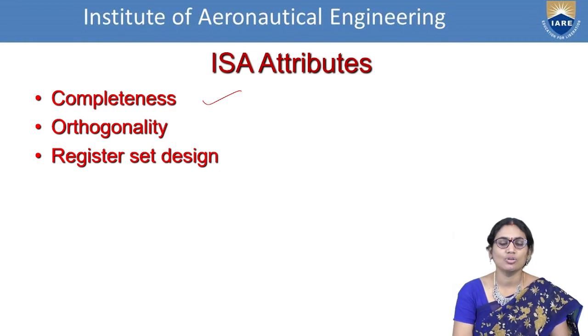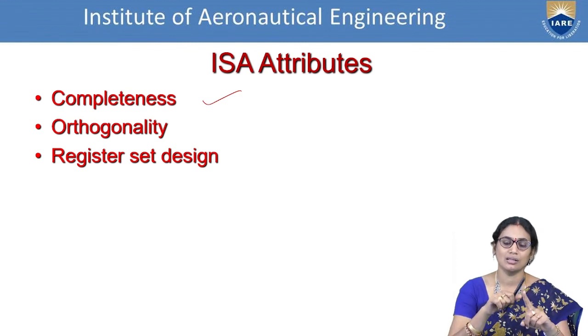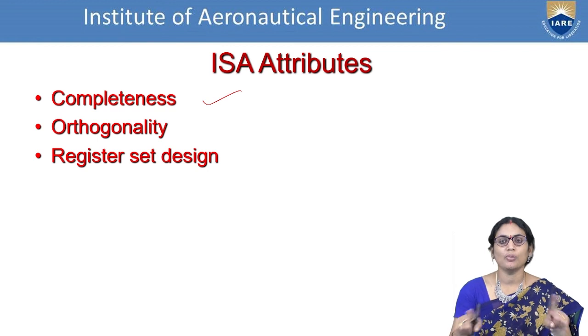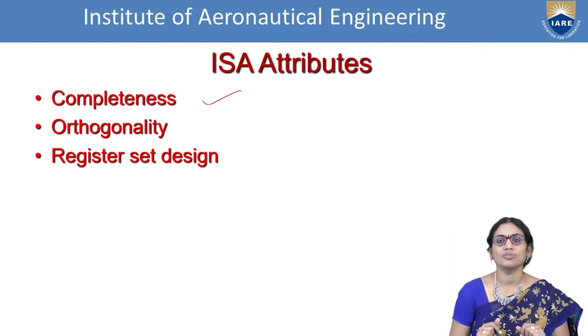And next one is orthogonality. Orthogonality is a case where you have to see that there is no overlapping of instruction executions. If one instruction is executing, the next instruction should not hit the same resource to handle the execution. So two operations cannot overlap with each other for handling the execution. Because of this reason, we need to possess orthogonality as a basic attribute.